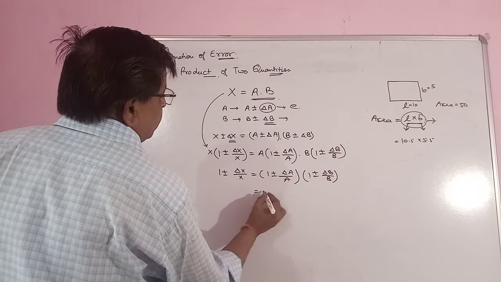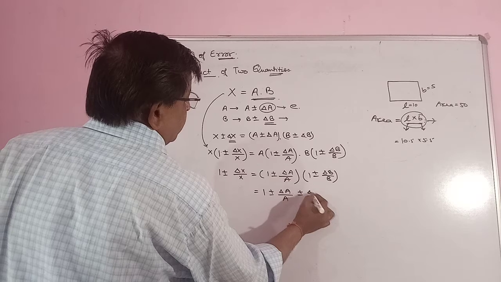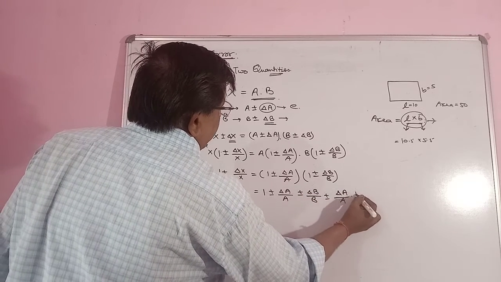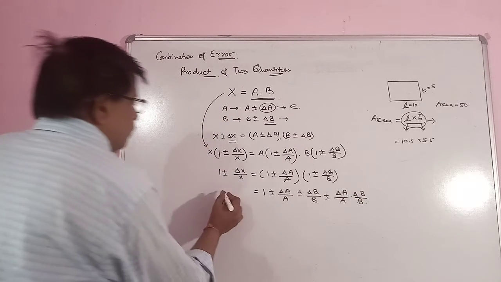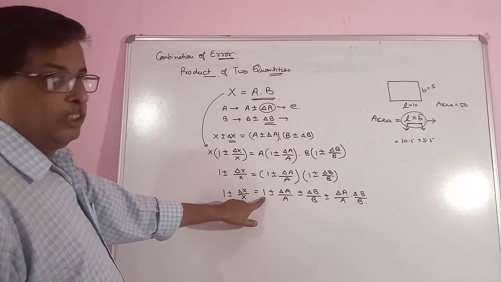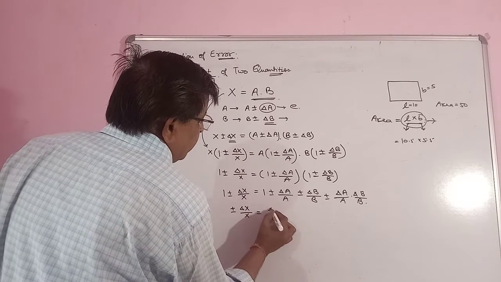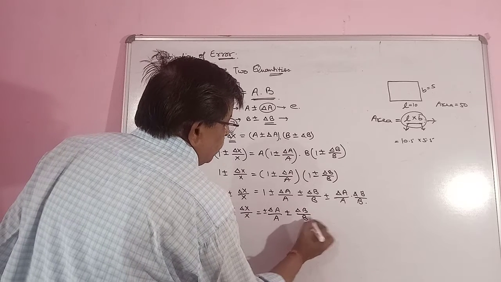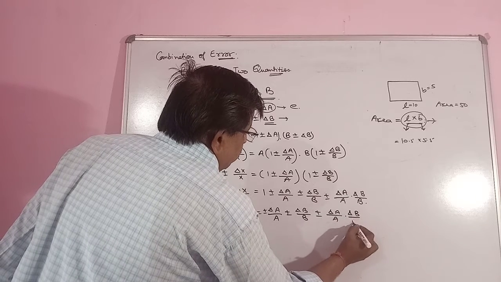On multiplying this, we can get delta a upon a and delta b upon b. So this one we can cancel out. So we get plus minus delta b upon b plus minus delta a upon a, plus the product of delta a upon a multiplied by delta b upon b.